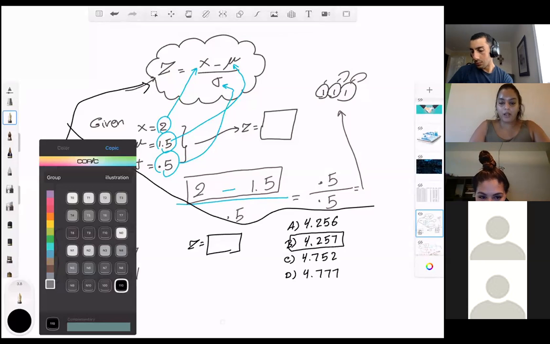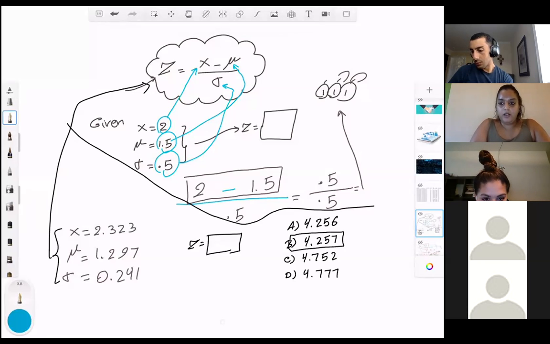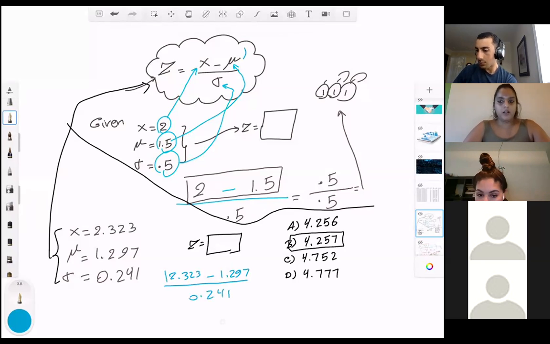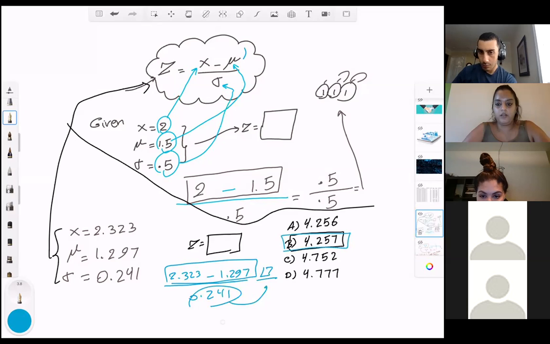So, I mean, we don't freak out from all this notation, mu. We substitute it correctly, which is 2.323 minus 1.297 divided by 0.241. We use this in the calculator. We get the answer, whatever is that divided by this. All the answers have 3 decimals, so you have to round it to 3 digits. It will be B, correct. Very nice.